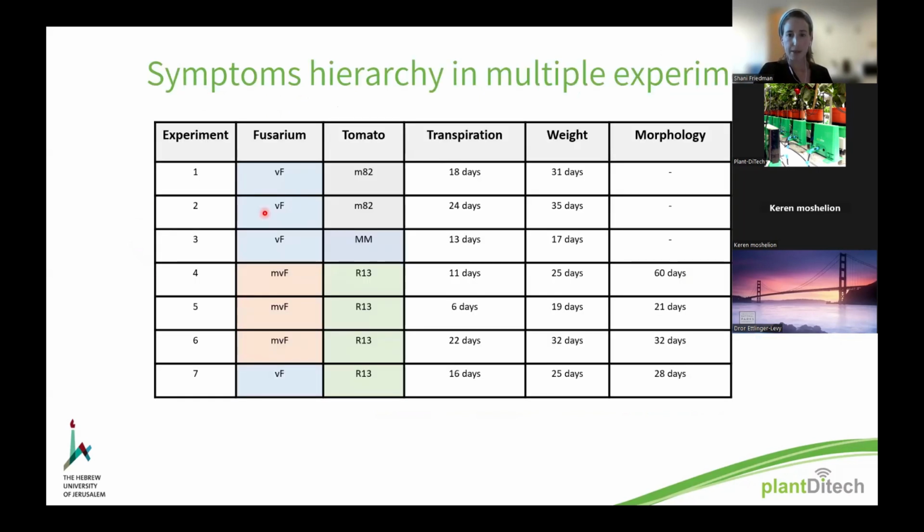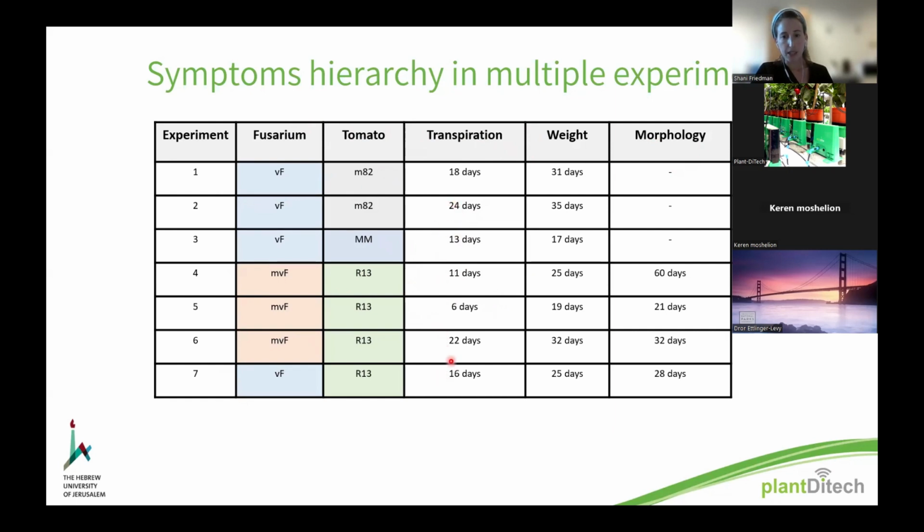Before I dive into the experiments we did, which Fusarium strain we used, and which tomato cultivar, I want to present you this overview. In all the experiments, we followed the transpiration, the plant net weight, and visual symptoms. This table is a summary of the symptoms hierarchy we found in our experiments. In the table is when a t-test showed the infected group is significantly different from the control.